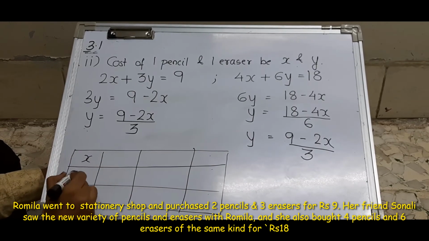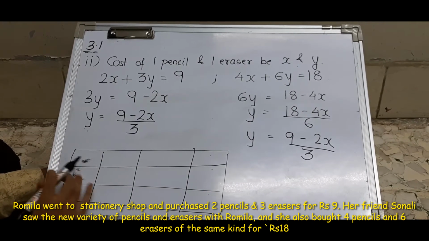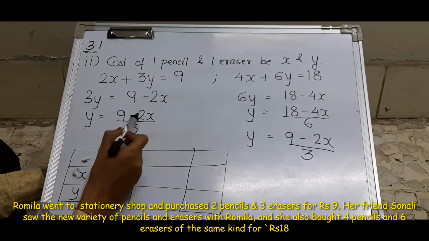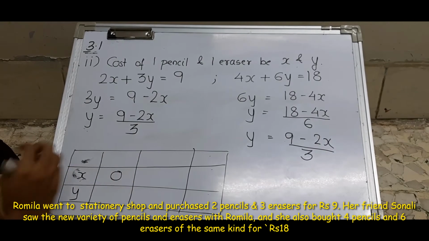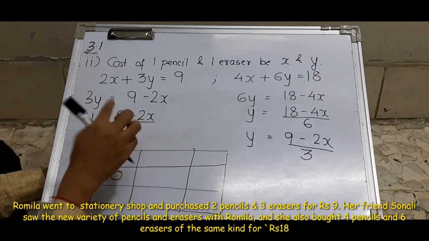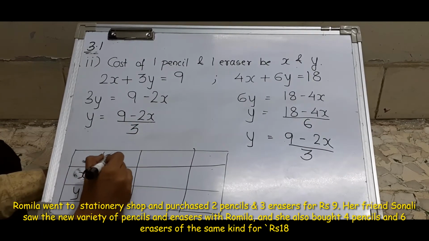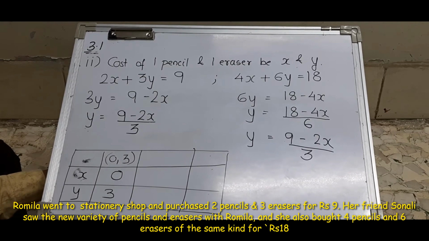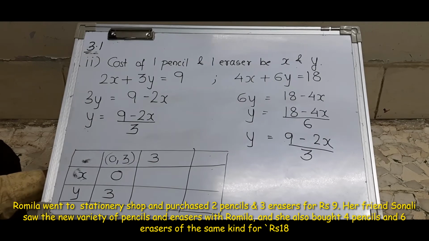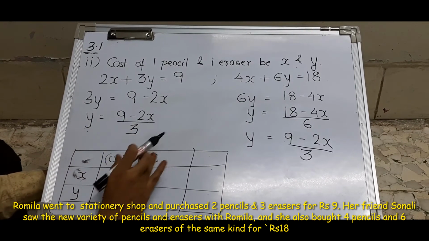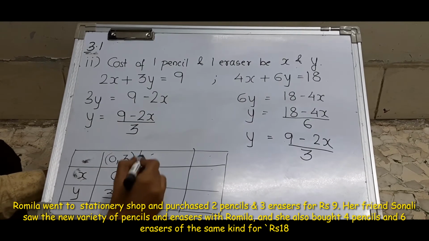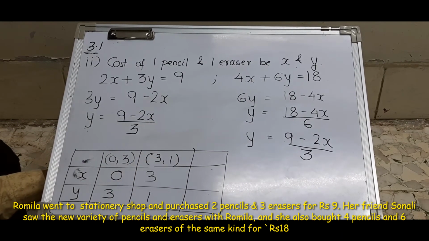So I have x, I have y. If I take x as how much? I will take x as 0. If I take x as 0, 9 minus 0, that is 9. 9 upon 3, 3. So my first coordinate point becomes 0, 3. Now I will take x as 3. If I take x as 3, 9 minus 6. 9 minus 6 is how much? 3. 3 upon 3, 1. So my second point is 3, 1.